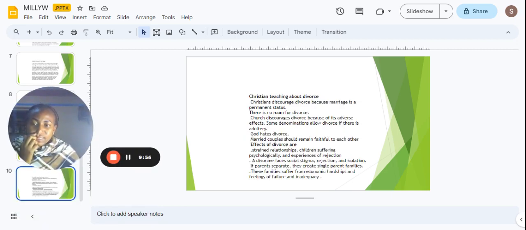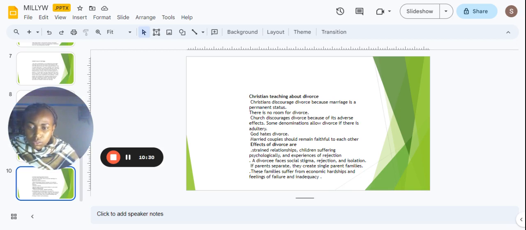Then we have the Christian teachings about divorce. What are the Christian teachings about divorce? Christians discourage divorce because marriage is a permanent status. There is no room for divorce. The church discourages divorce because of its adverse effects. Some denominations allow divorce if there is adultery. God himself hates divorce. Married couples should remain faithful to each other.